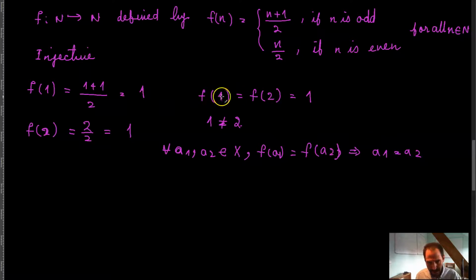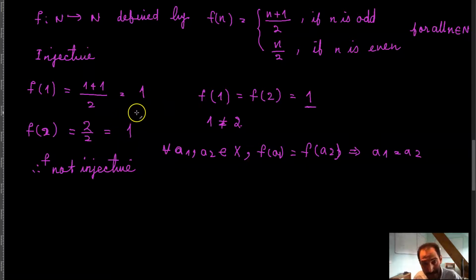And you can see that over here, f of a1 is equal to f of a2 is equal to 1, but a1 is not equal to a2, so of course then you can say that the function f is not injective. So that is one part.